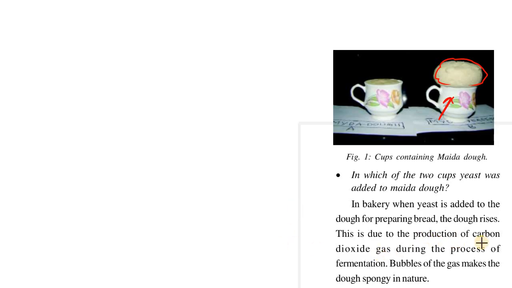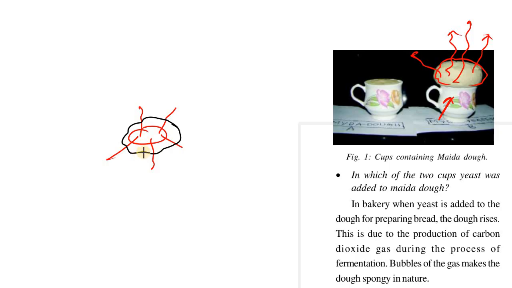Now this is due to the production of carbon dioxide gas during this process of fermentation. The bubbles of gas keep on going out, and this makes the dough spongy in nature. So think of it, there is a material, bubbles of carbon dioxide keep on going outside, and so the whole material is increasing. This causes an expansion of the dough material. So this is what is happening.